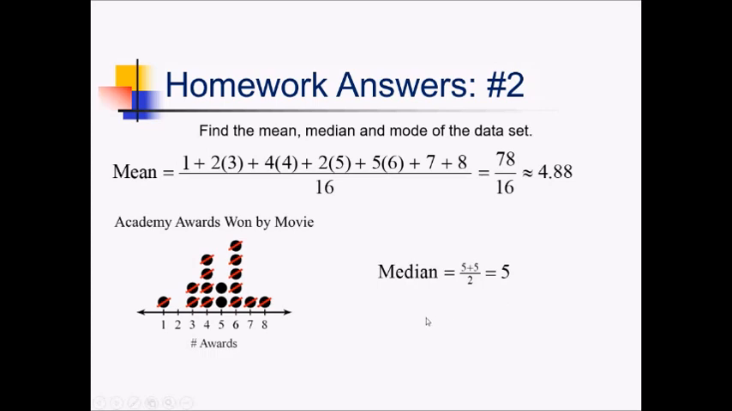And now for the mode, that's going to be the most frequently claimed category here. That's going to be whichever one of these has the most dots. And it looks like 6 has more dots than any other. That's 5 dots for 6. So 6 is our mode.